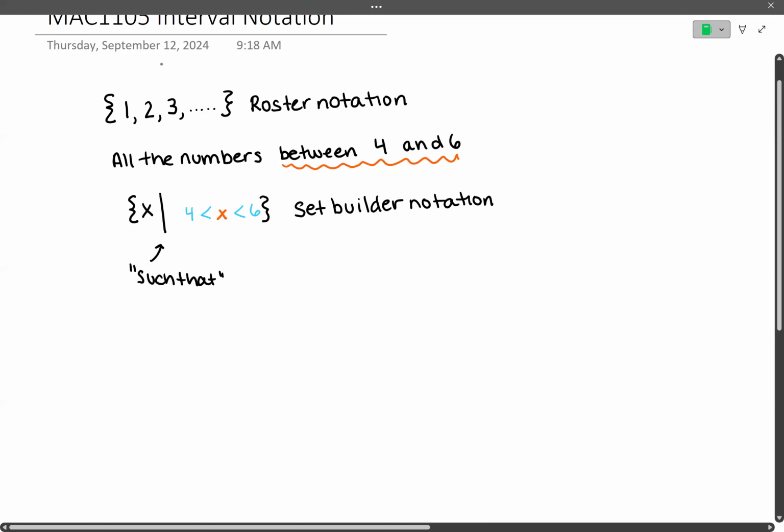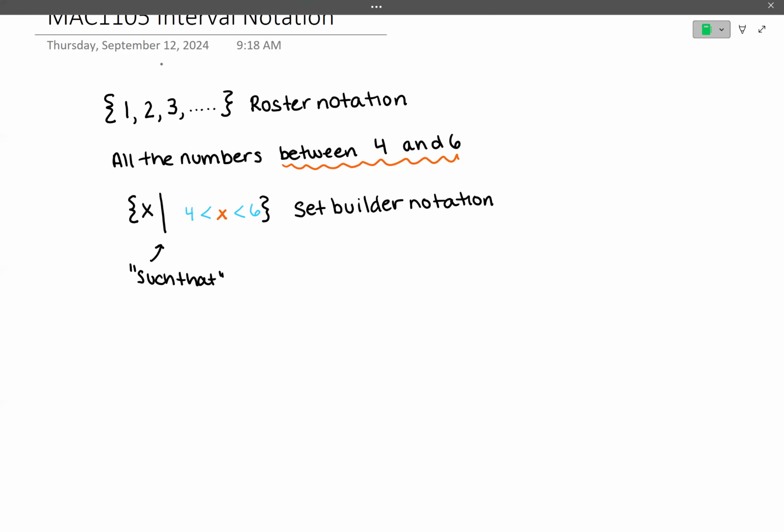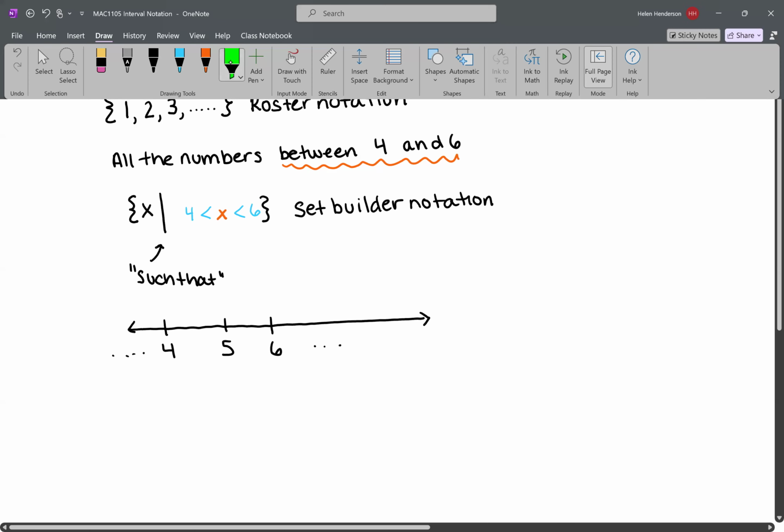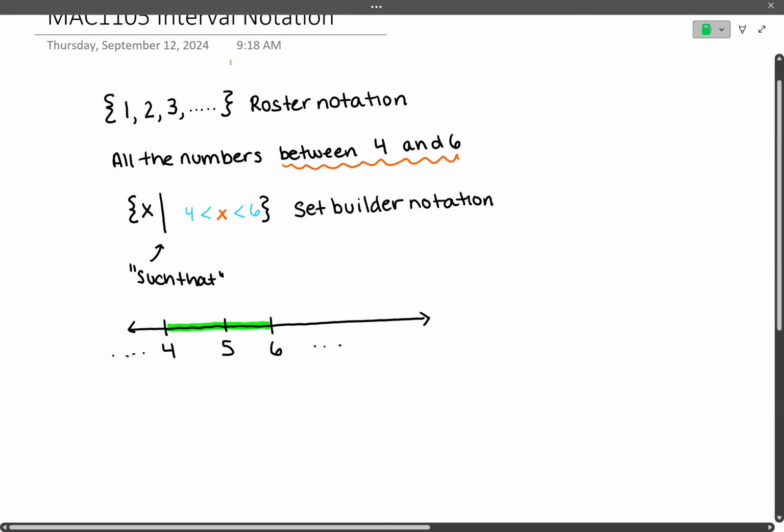Now, if I did this on a number line, I could color the number line. So somebody who maybe couldn't read the set builder notation, maybe they could read the coloring. So let's look here on a number line. Here's 4, 5, 6. And of course, the numbers on the number line go in both directions. That's why there's arrows here. But I'm just going to focus on 4, 5, 6. And I'm going to say, oh, well, they have to be somewhere in here.